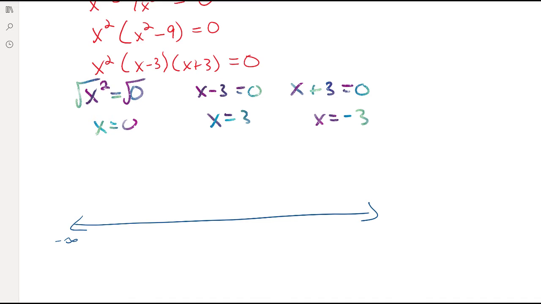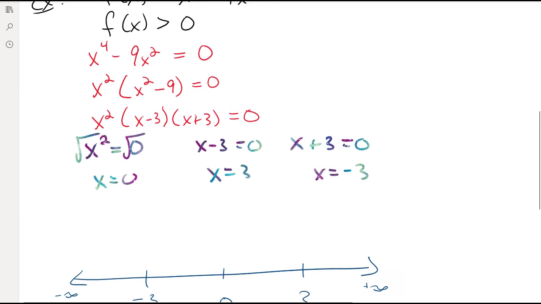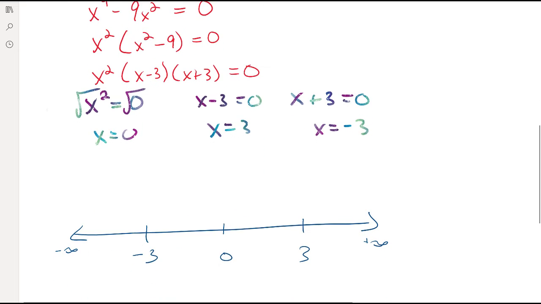What I'm going to do is put the zeros on my number line, and just the zeros. Make sure you go in the correct order as you go from left to right. So as we go from left to right, we're going to have negative 3, then 0, then positive 3. And remember, the answer to this question is going to be an interval. It's not going to be just one solution.